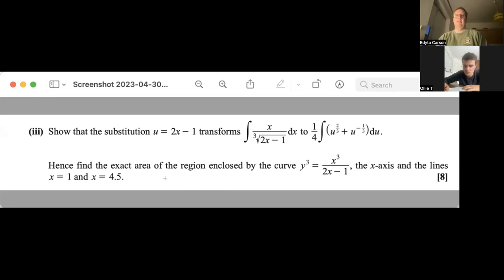Right, exactly. Okay. So we basically don't put x back into the integral. We've done all the substitution and we're done. That's all the point of it.